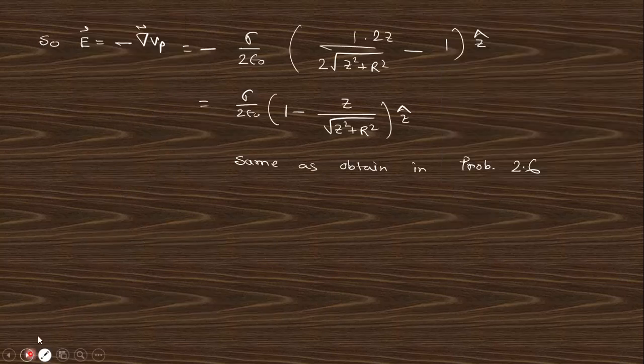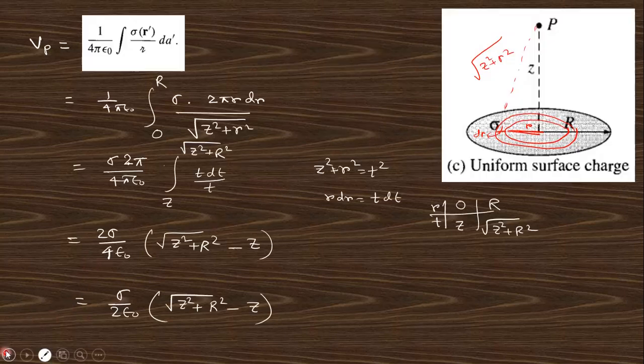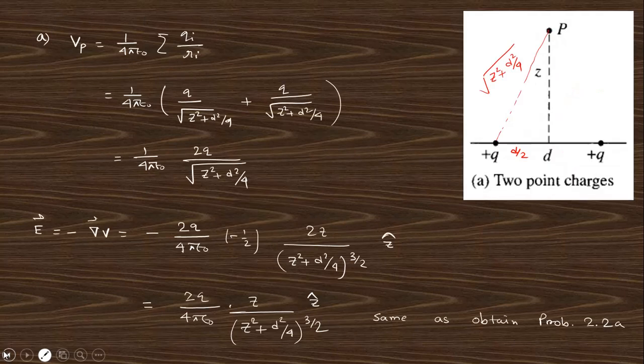Now if we take the gradient with respect to z, you will get that expression, which is the same as the one we got in problem 2.6. You can refer to this problem to check whether this electric field was obtained. Okay, now go to the question again.